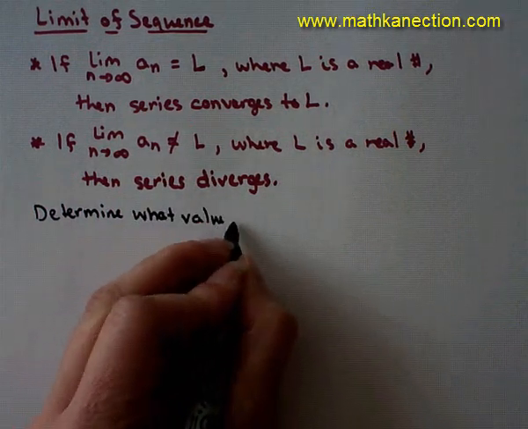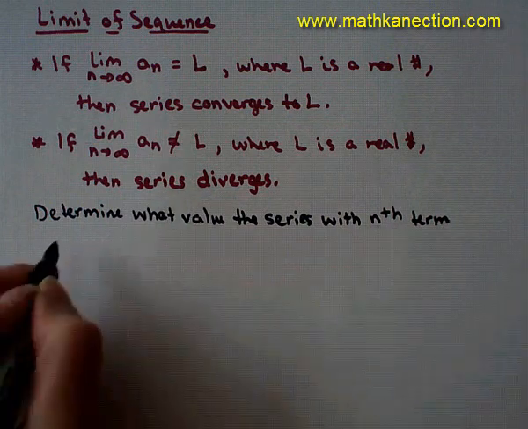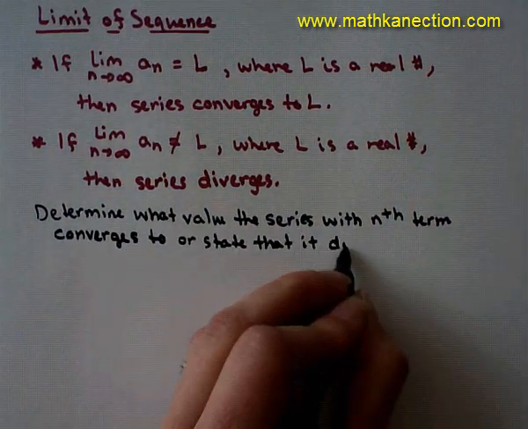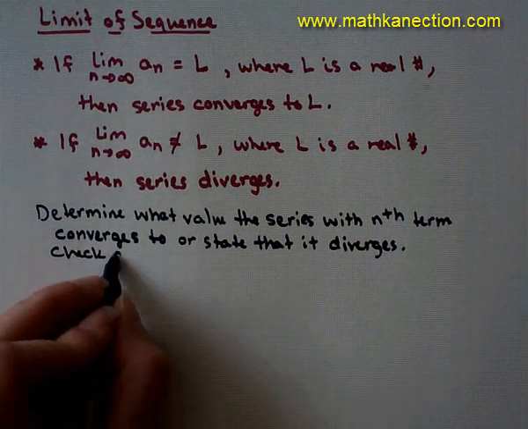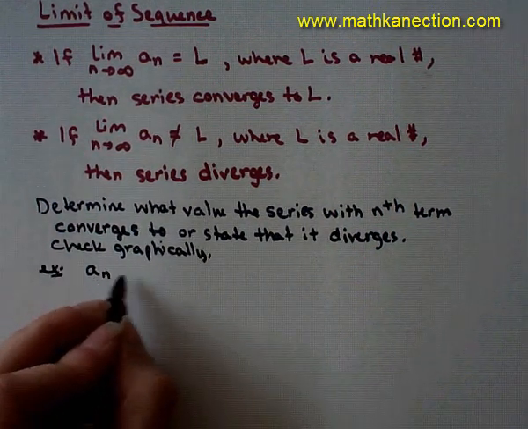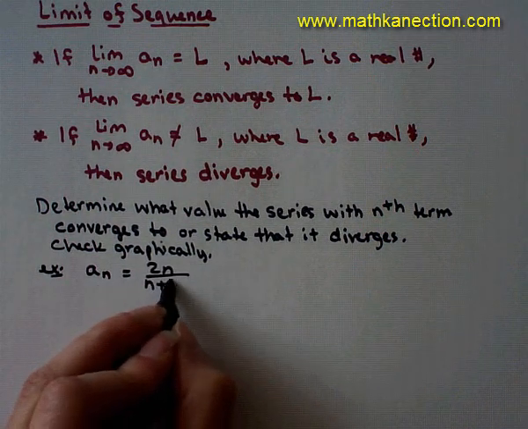Determining what value the series with the nth term converges to, or we will state whether it diverges. So if that nth term goes to a number or goes to infinity, then we'll also check graphically. So our first example, we have a sub n is equal to 2n over n plus 3.